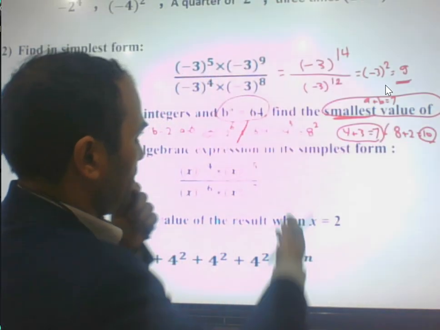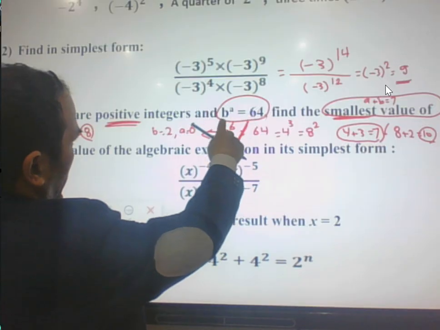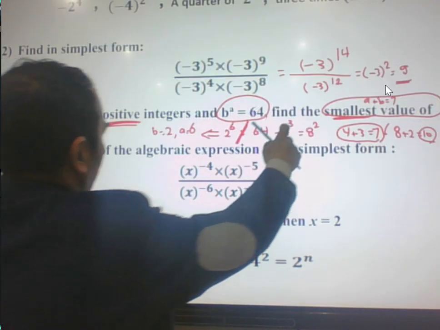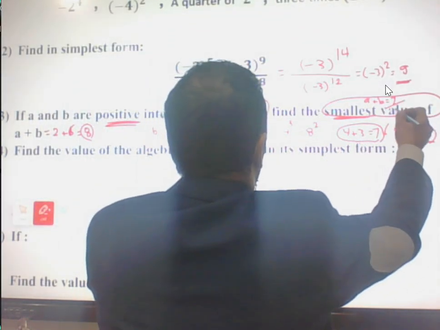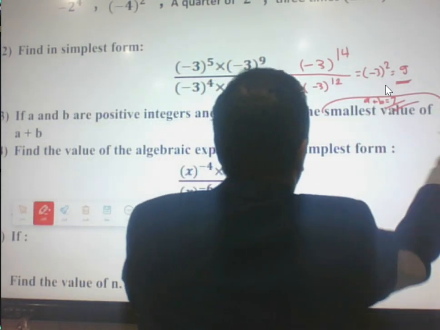If we add a plus b, because he gave me here b power a, the base and the exponent, we can add them together. 2 plus 6 equals 8, and here 4 plus 3 equals 7, 8 plus 2 equals 10. Then the smallest value will be 7. Then the answer here will be 7, okay? The smallest value is 7.